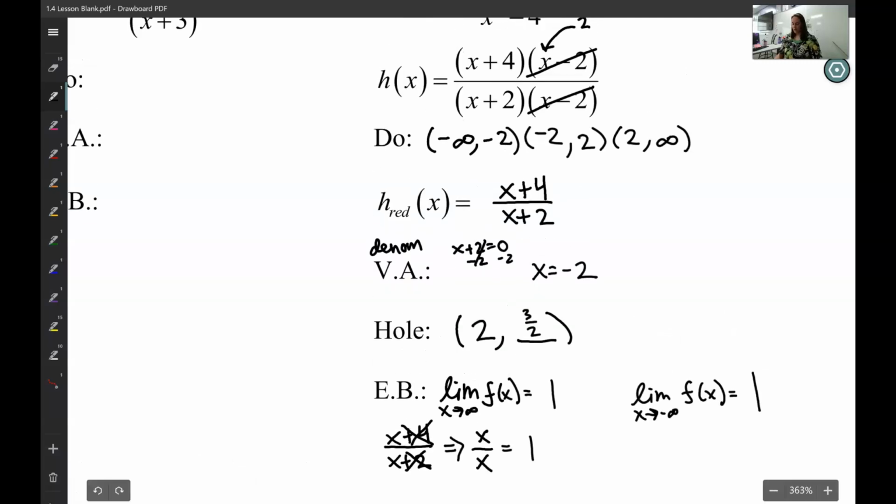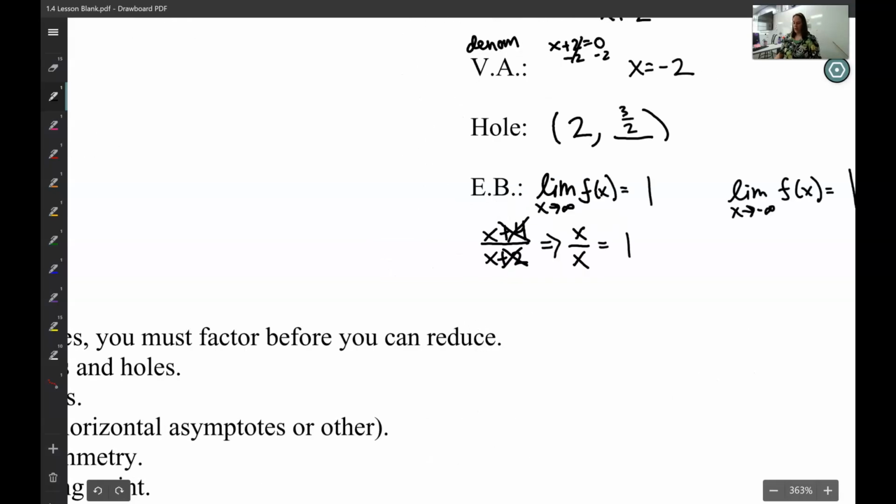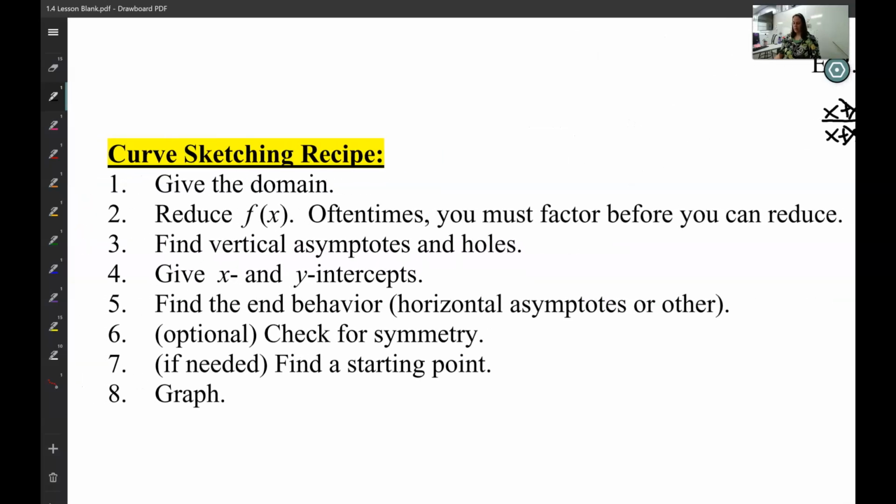So there's all our key features for one that's a little bit more complicated. In the next examples, we'll go through a couple more and then actually do the curve sketching for them.